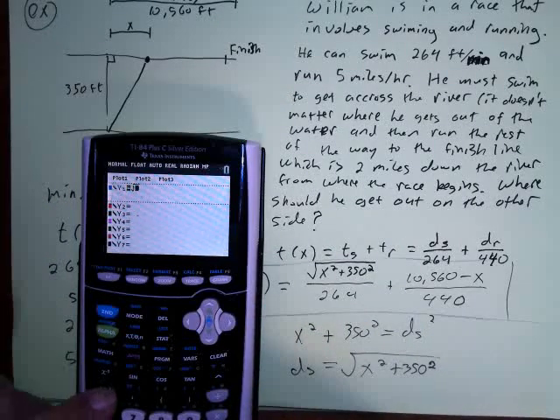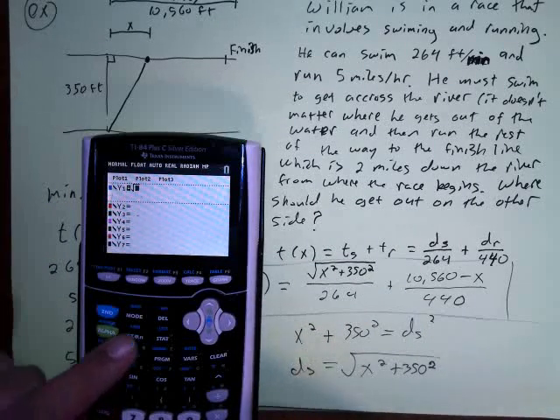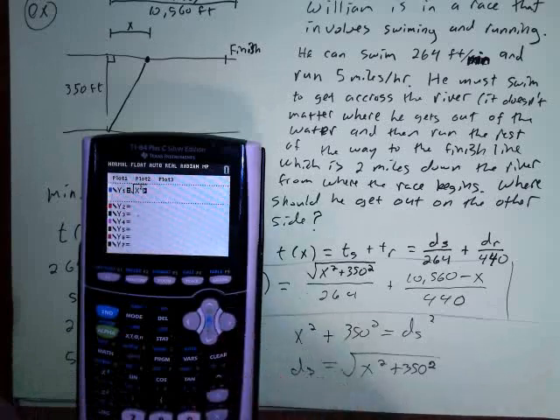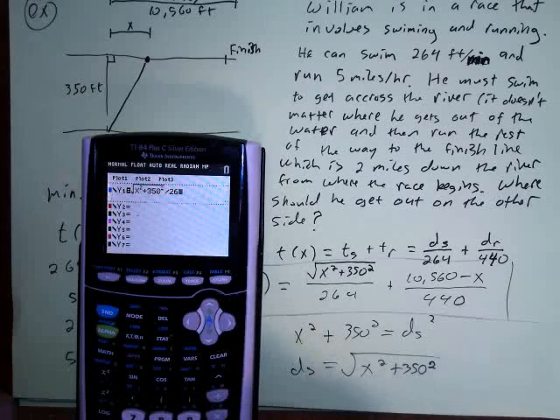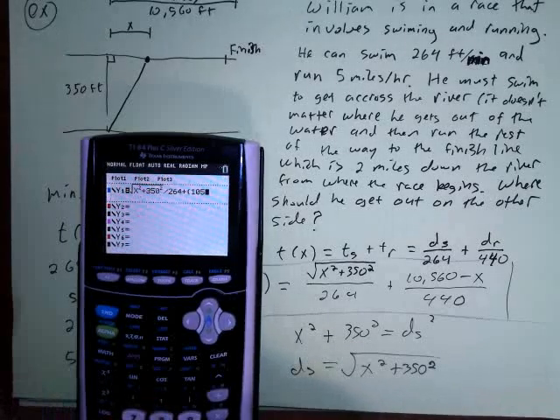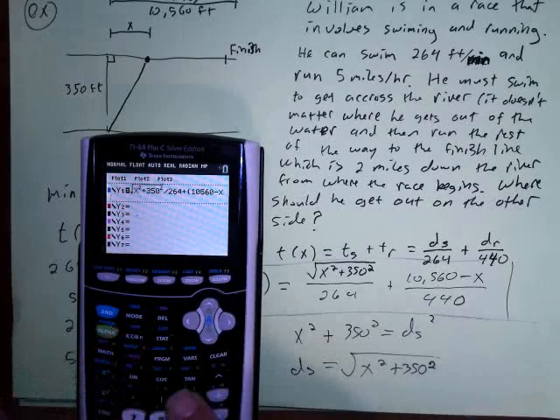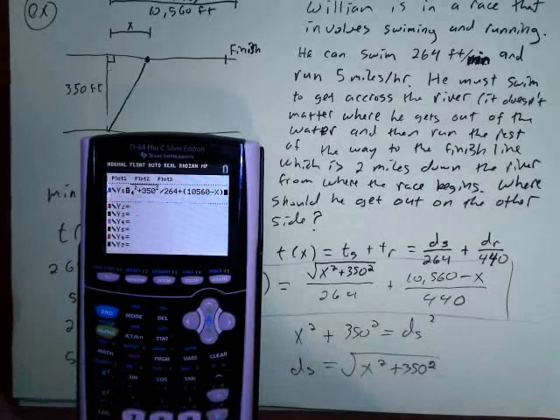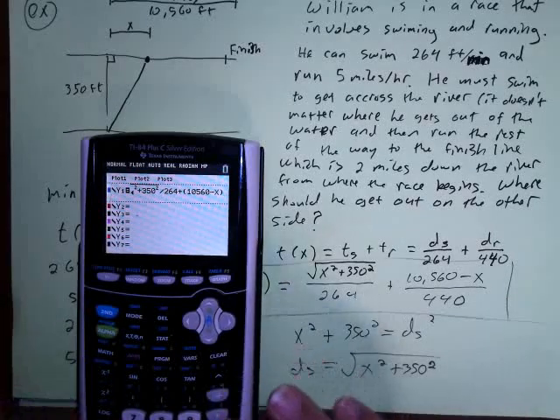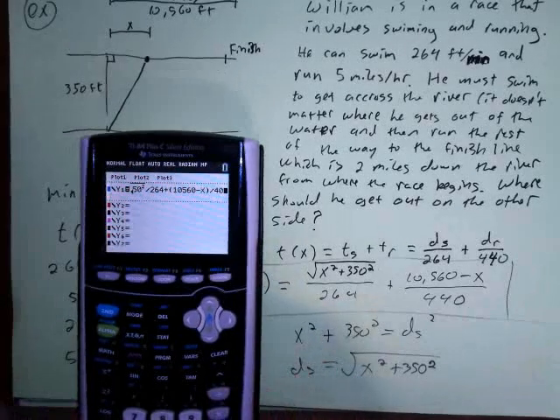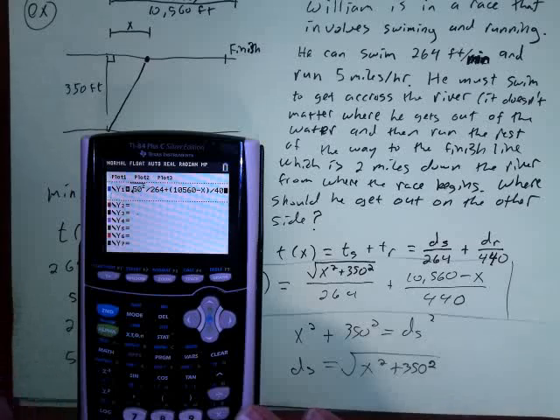I'm going to do the square root of x squared plus 350 squared, and all of that is divided by 264. And now I'm going to add, and in parentheses I'll do 10,560 minus x, right? And then in the parentheses, and then I'm going to divide that by 440. So huge function.